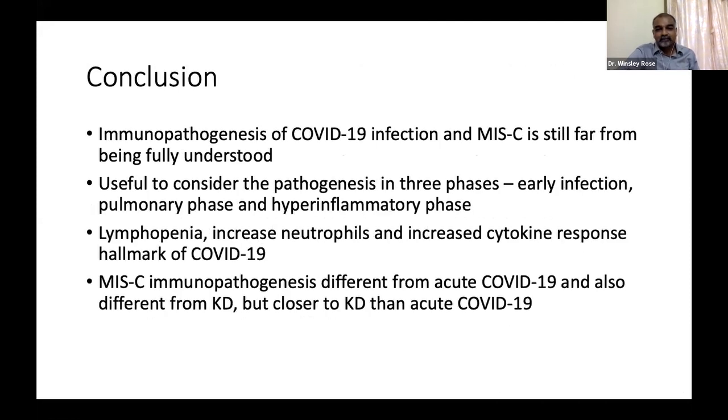So finally, to conclude, the immunopathogenesis of COVID-19 infection and MIS-C is still far from being fully understood. It is still evolving, and it's useful to consider the pathogenesis of COVID-19 in 3 phases: early infection, pulmonary phase, and the hyperinflammatory phase. Lymphopenia, increased neutrophils, and increased cytokine response are hallmarks of COVID-19 infection. Now, the immunopathogenesis of MIS-C is different from acute COVID and also different from KD, but it is closer to Kawasaki disease than to acute COVID-19. With this, I'll conclude. Thank you for this opportunity.